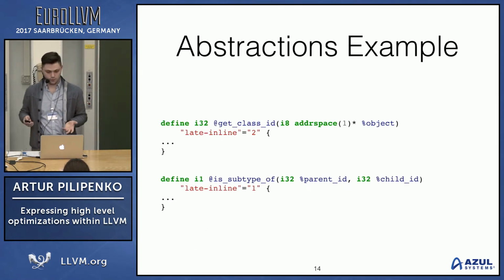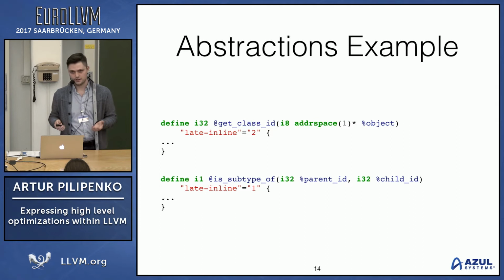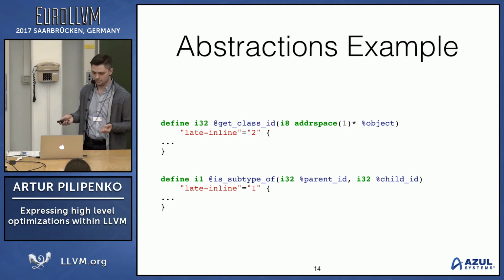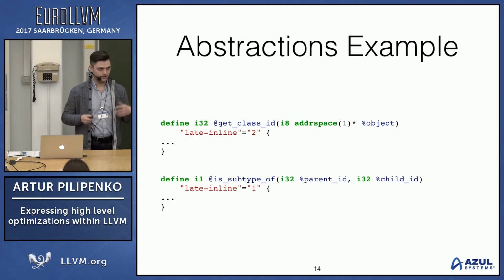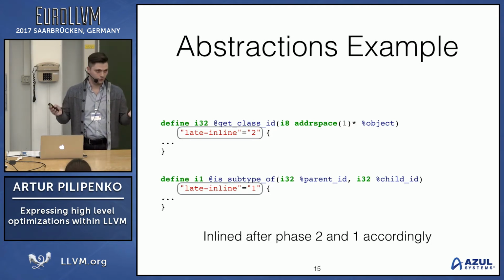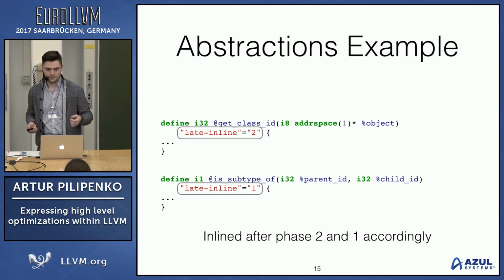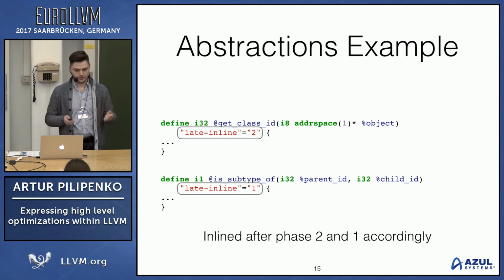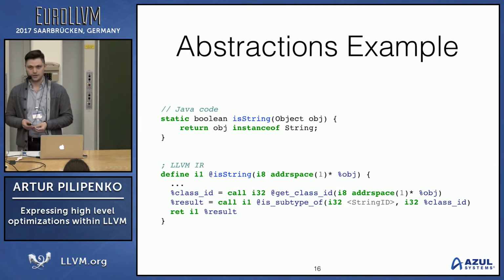That's an example. We have an abstraction for get class ID. This function takes a Java object as an argument and returns an identifier for the class this object implements. And we can use the result of this function in a subtype check, which takes two class IDs as arguments and returns a Boolean. And as denoted by the late inline attribute, these abstractions are inlined away after phases 2 and 1. So once we're done with type-specific optimizations, we can inline their bodies, and we can let the optimizer optimize the bodies itself. And that's how these abstractions are used in the real code.